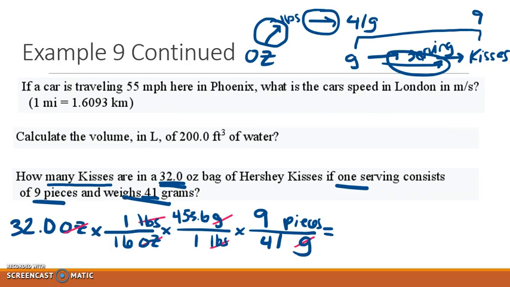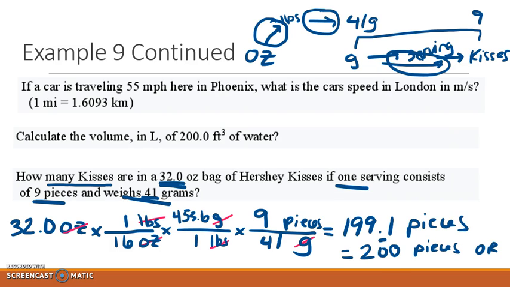If I just multiply this out, I end up getting 199.1 pieces, but I need to find a way to round that to 2 significant figures. If I just round it to 200, that's going to be 1 significant figure. And I need to somehow make this into 2. So there's 2 options. You can either put a bar over that 0. It basically says that this is the last significant figure, so I could say 200 pieces that way. Or you could write it as 2.0 times 10 to the second pieces. Both ways show that there are 2 significant figures in your final answer.